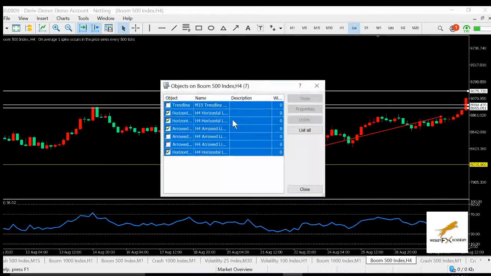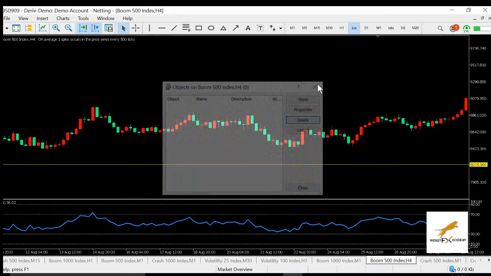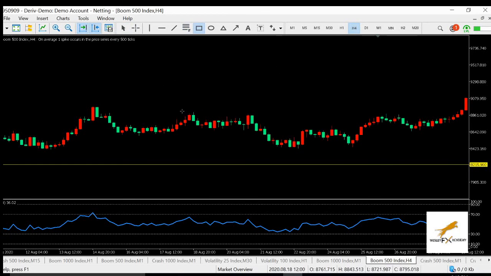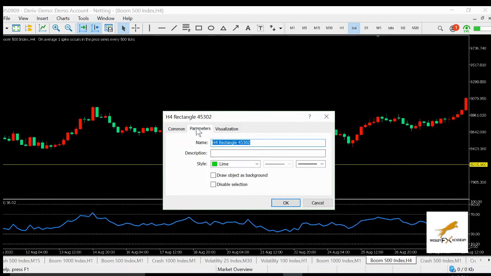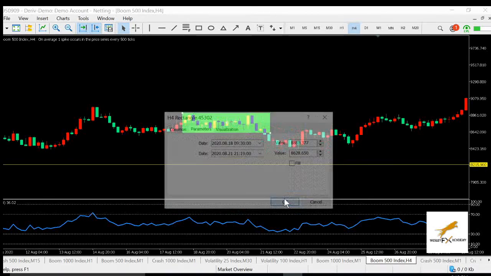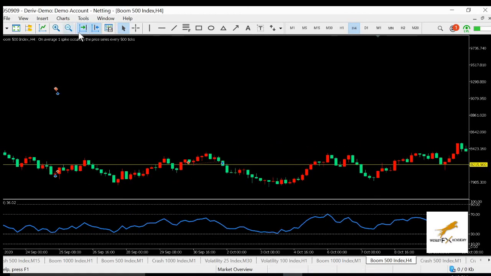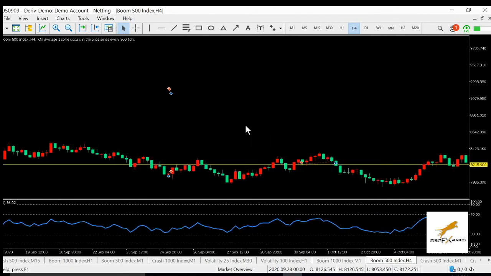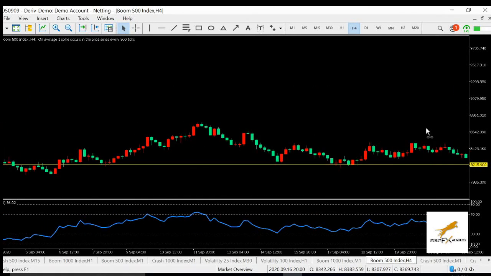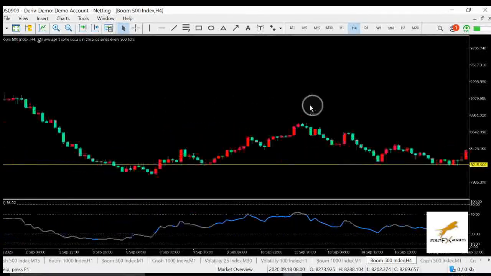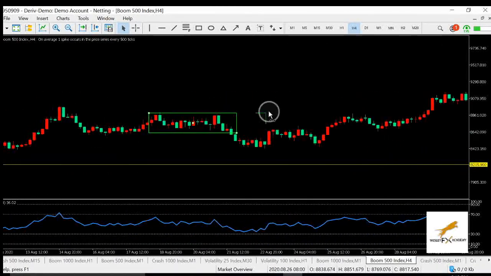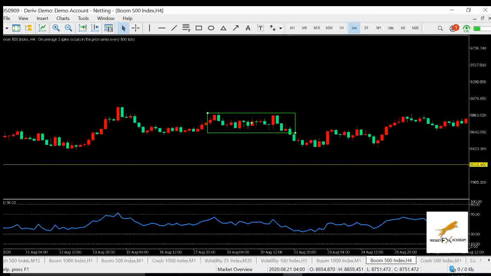Let me just delete all this so we don't get dirty. Alright. Look at this place now. I just like to use a rectangle tool. Okay, perfect. Give me a minute to find that. Okay, exactly. You can see that this market now has been consolidating, going up and down in this box.